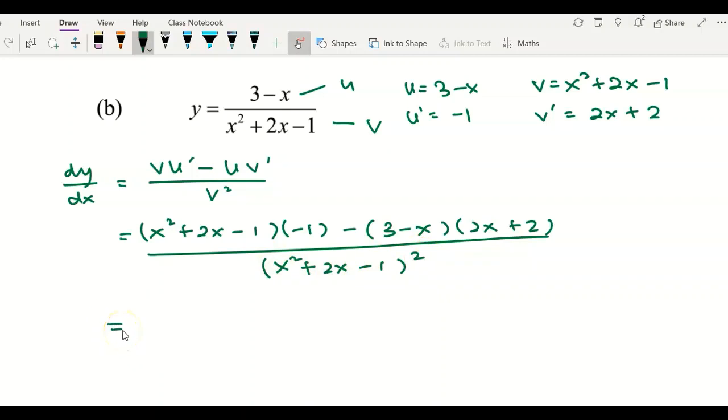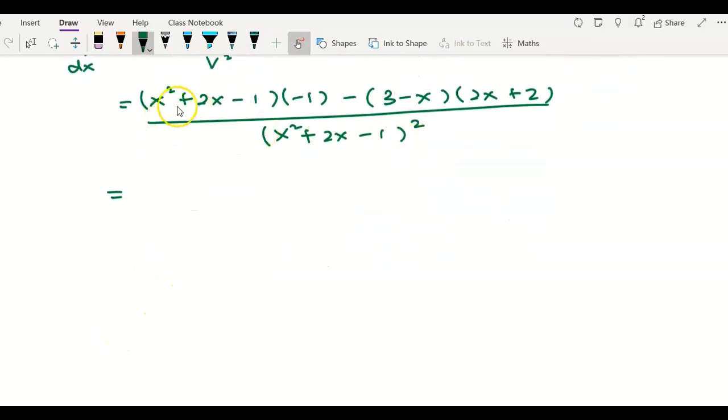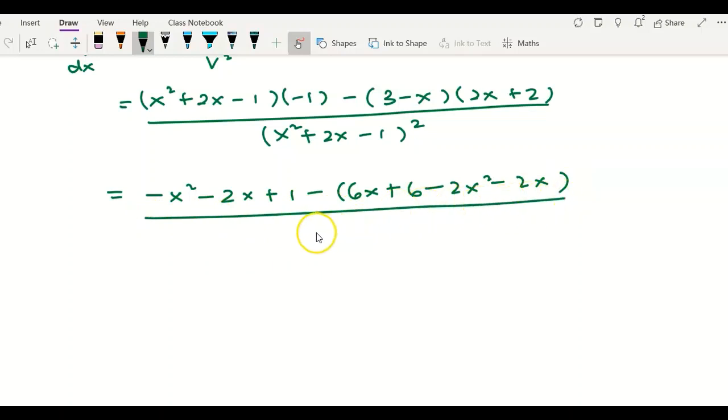So what we can see is the numerator can be simplified. We have a negative x squared minus 2x plus 1, I multiply the negative 1 inside. And expand these two: you have 6x, 3 multiplied by 2 you get a positive 6, and negative 2x squared, negative 2x, over x squared plus 2x minus 1, all squared.